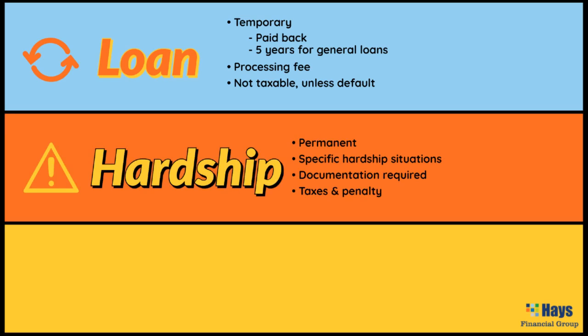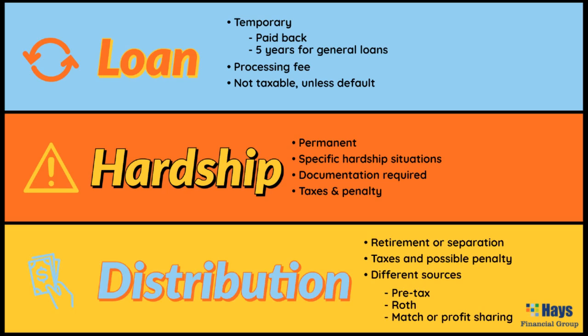A hardship distribution is different from a loan. It's a specific permanent distribution for a documented reason. So it's money that will come out of your retirement account that you won't pay back, so it is subject to taxes and a possible penalty. We will go through the specific hardship reasons in just a couple of minutes so you understand what those are. Documentation is required to prove that you're using the money for that hardship reason.